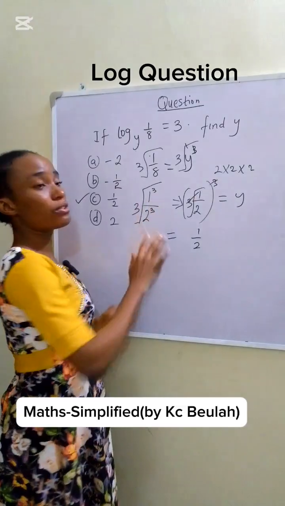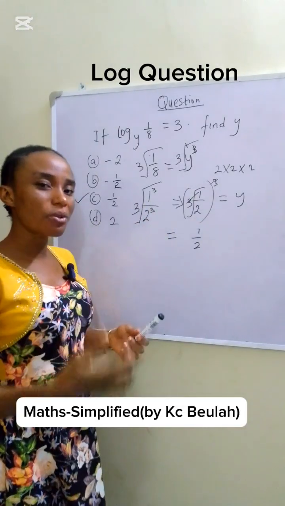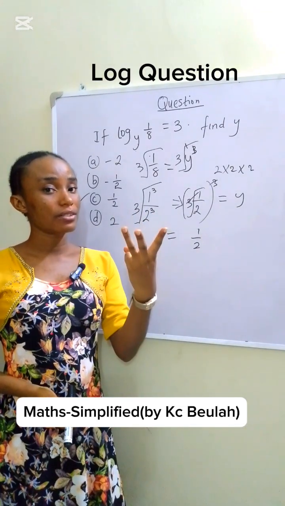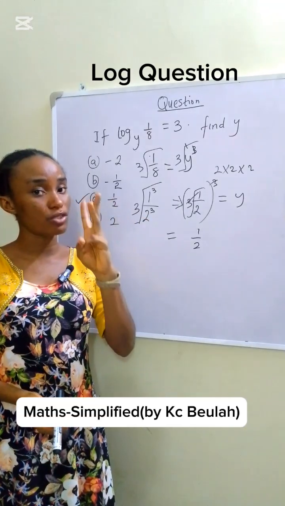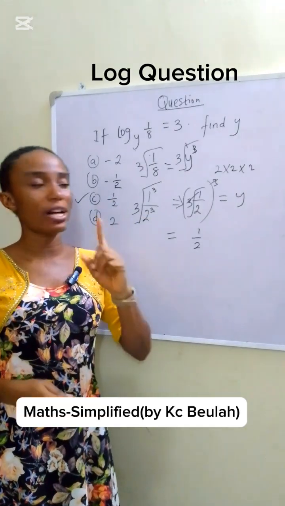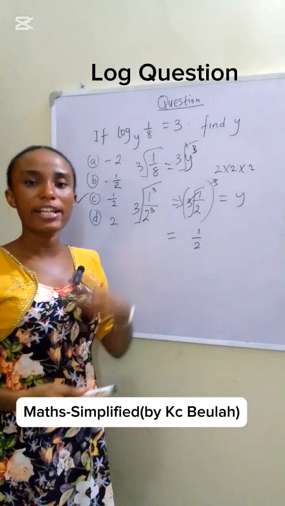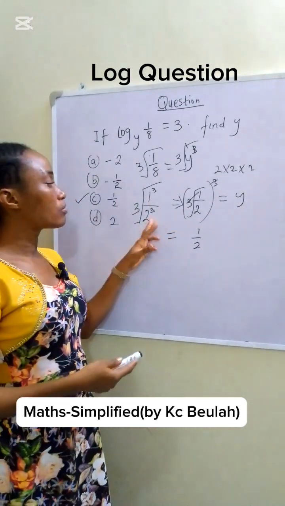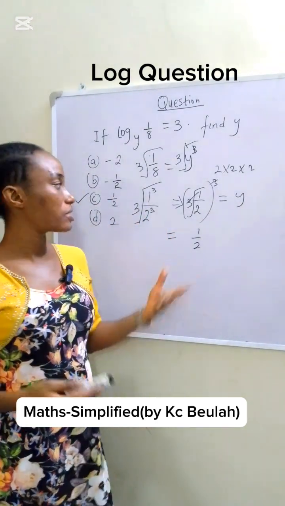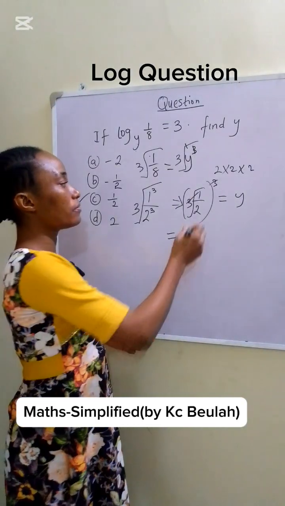Then ask yourself, what times what times what? Because cube root means we're talking of 3. So what times what times what gives us 1? 1 times 1 times 1. Now ask yourself, what times what times what gives you 8? 2 times 2 times 2 gives you 8. That's all. So the answer is going to be 1/2. Very simple.